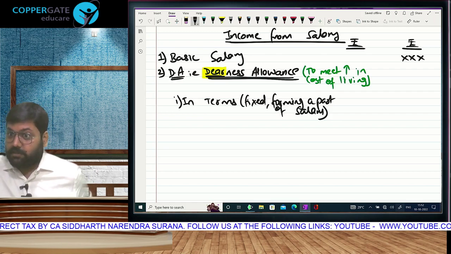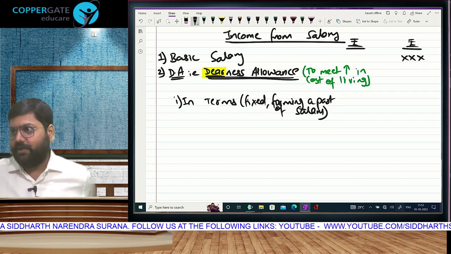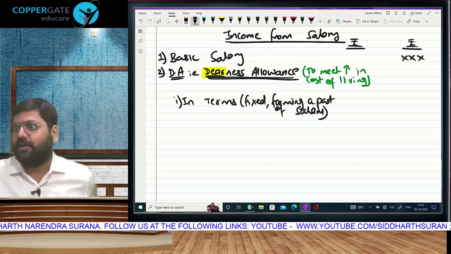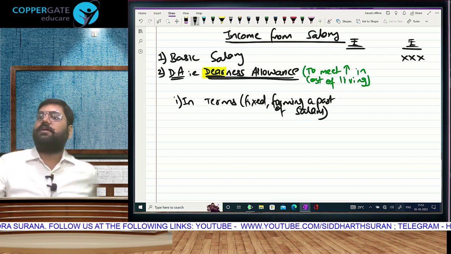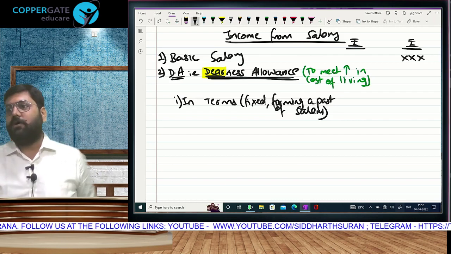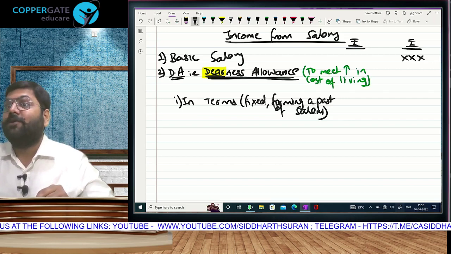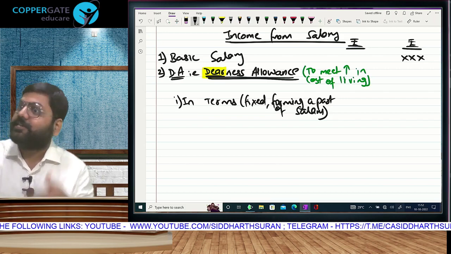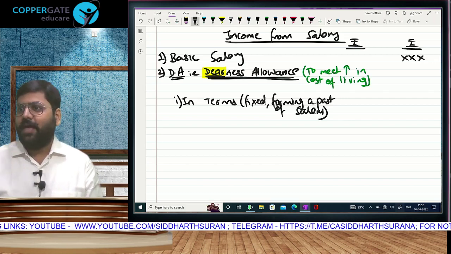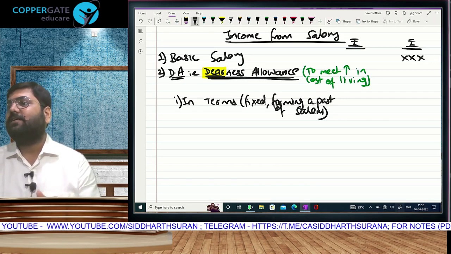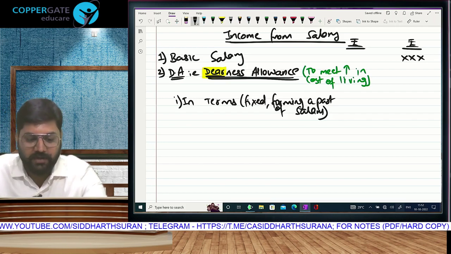After this, whatever be the inflation in the market, whether your cost of living increases by 20,000 or 1 lakh, I am not going to give anything extra. That means day one he is giving you a fixed amount. That is called DA in terms, Mitro. And why do I call it DA forming a part of salary? It is as good as you are getting 1,10,000 ka salary. And therefore, we call it DA forming a part of salary. DA in terms is also known as forming a part of salary.